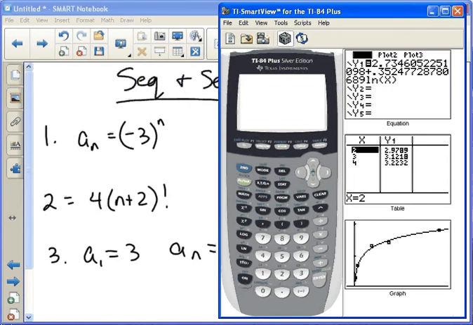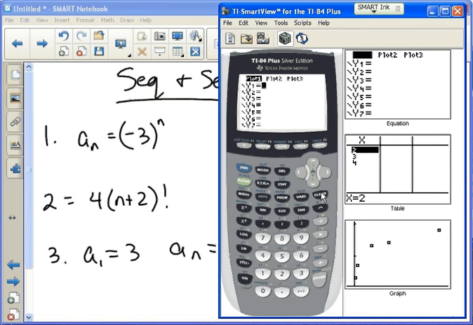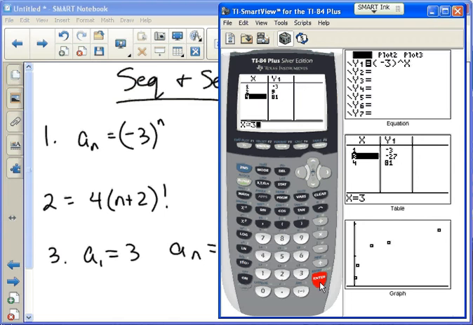Now, we are asked to find the first 5 terms. Really simple. You just plug your equation into y equals, then go to your table and just plug in 1, 2, 3, 4, and 5. And there are your first 5 terms right there. So it's as simple as that. So that would be your answer for number 1: negative 3, 9, negative 27, 81, and negative 243.